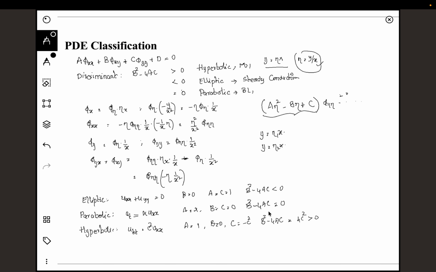Is that clear? So this is with respect to the classification and examples for each of the cases.